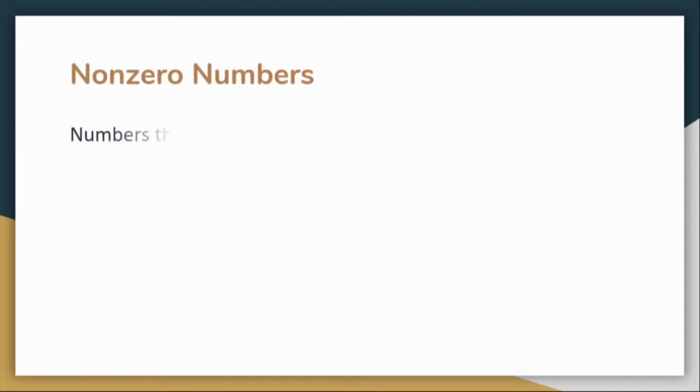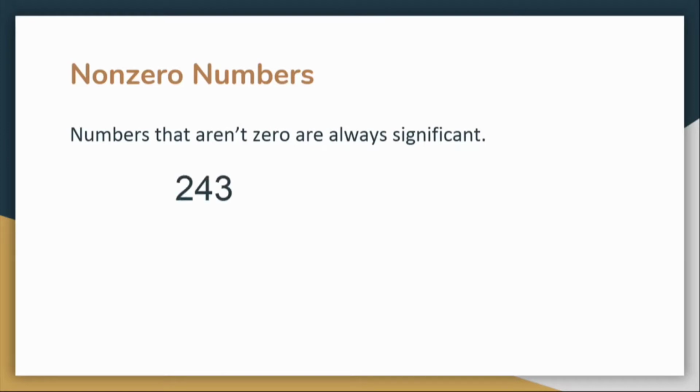Non-zero numbers are always significant. For example, 243 has 3 significant digits, 5 has 1 significant digit, and 23,439 has 5 significant digits.